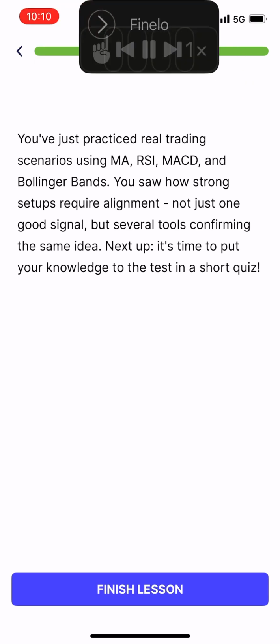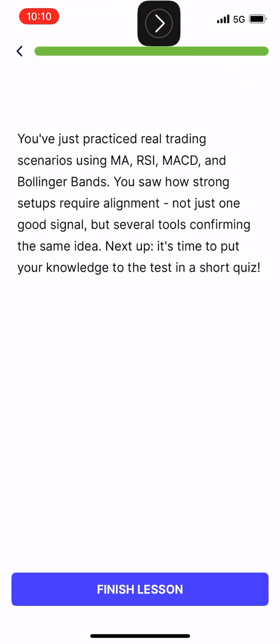You've just practiced real trading scenarios using MA, RSI, MACD, and Bollinger Bands. You saw how strong setups require alignment, not just one good signal, but several tools confirming the same idea. Next up, it's time to put your knowledge to the test in a short quiz.